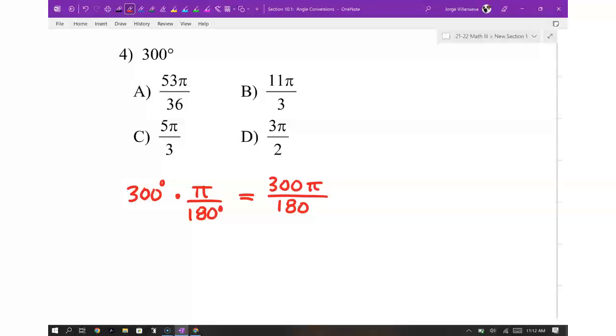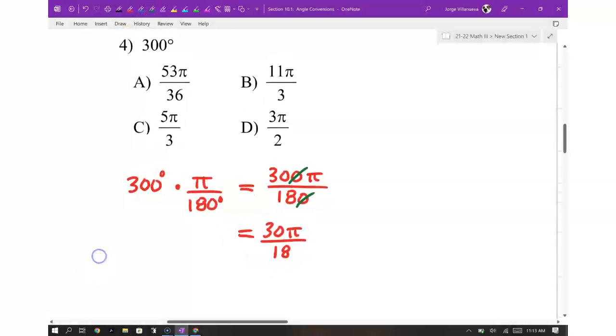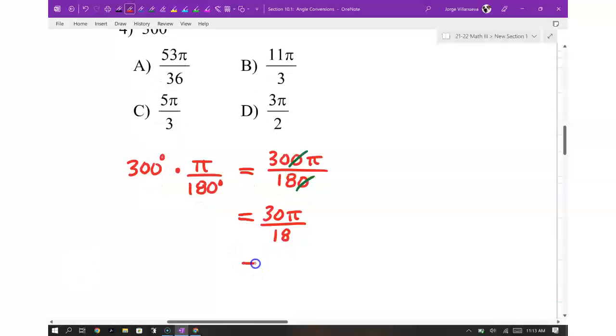The units canceled out. Now, 300 over 180, I can divide by 10. So that'll give me those zeros out of the way. This will be 30 pi over 18. I can divide that by 6, right? 30 and 18 can be divided by 6. So this will be 5 pi over 3. Right here.